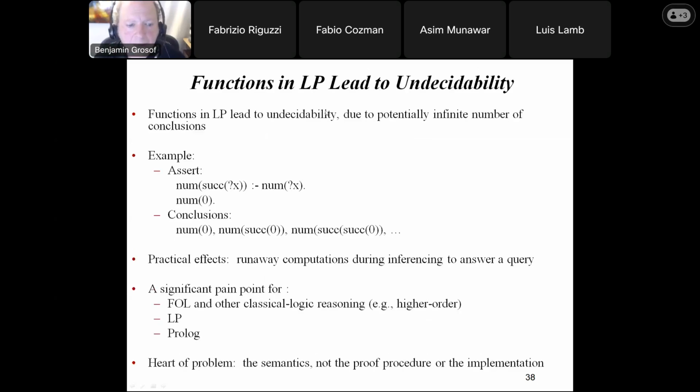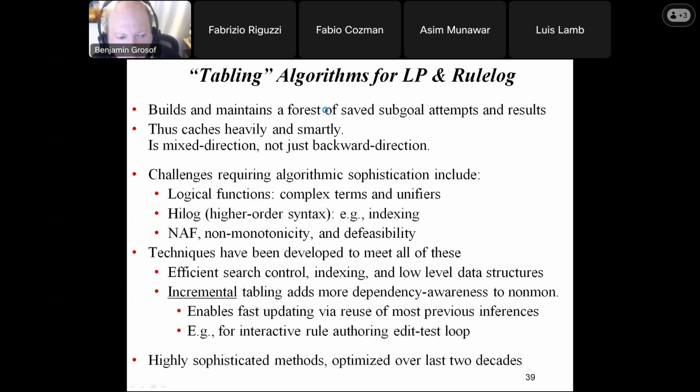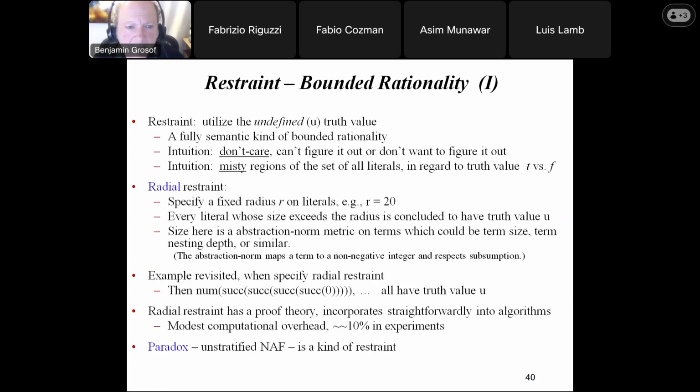Functions in LP, restraint, the bounded rationality approach. The intuition, as I mentioned, is don't care. It might be that you can't figure it out or you don't want to figure it out. And we can think about the set of all literals, and some regions within that set are misty in regard to truth value, whether it's true versus false in the weak negation sense of falsity.